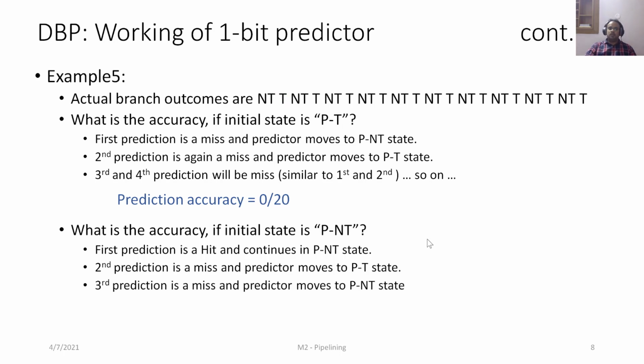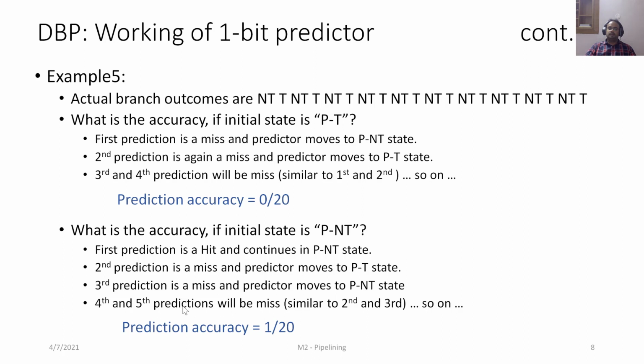The third time what happens is we are in predict taken state, but the actual outcome is not taken, right? So it will be a miss. We'll switch to predict not taken state, but the fourth time we'll predict not taken, but the actual outcome is taken. So on and so forth, it will continue, and only for the first time we'll make a hit prediction. For the remaining 19 times we are going to make a misprediction. So the prediction accuracy is 1 upon 20, quite low, right?